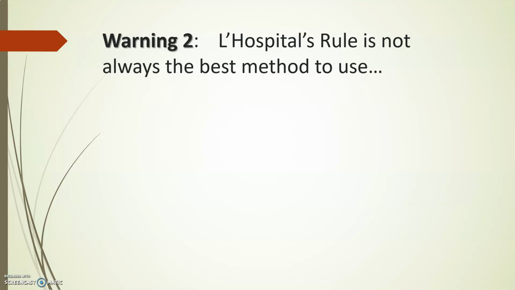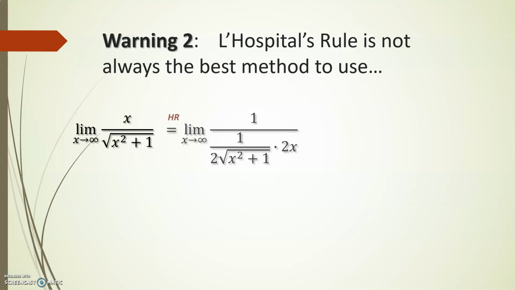A second type of situation where L'Hopital's rule may not be the best method to use is when it involves root functions. So here's an example where x going to infinity for x over root of x squared plus 1 does reveal an infinity over infinity form, and these are differentiable functions. However, if we do apply L'Hopital's rule, and I'll spare you the details of the derivative, but essentially we treated x squared plus 1 to the 1/2 as a power rule at the bottom.